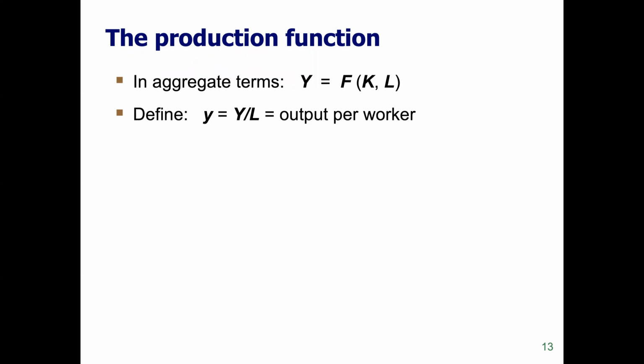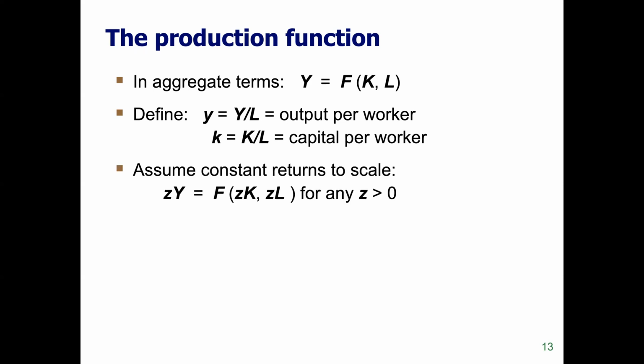So define little y as the total GDP, big Y, divided by the number of workers, that's output per worker, Y over L. Little k is capital per worker, where the big K was total capital. Now, if we assume constant returns to scale, as we're going to do, then if you multiply the inputs each by Z, twice the capital, twice the labor, you get twice the output.